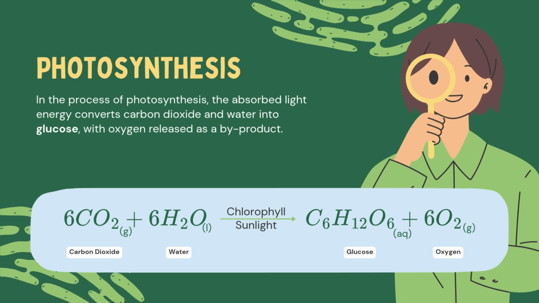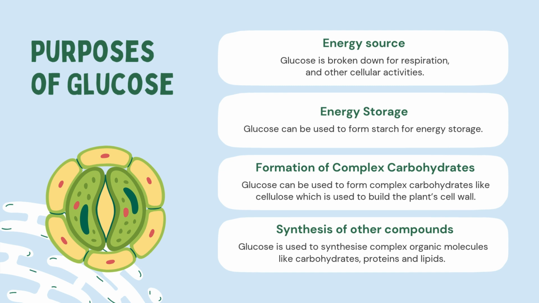In the process of photosynthesis, the absorbed light energy converts carbon dioxide and water into glucose, with oxygen released as a byproduct. Purposes of glucose. Energy source. Glucose is broken down for respiration and other cellular activities. Energy storage. Glucose can be used to form starch for energy storage.